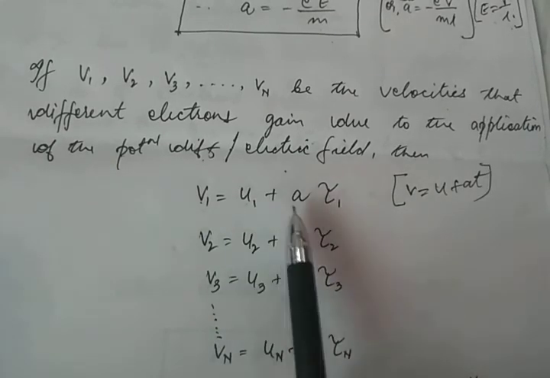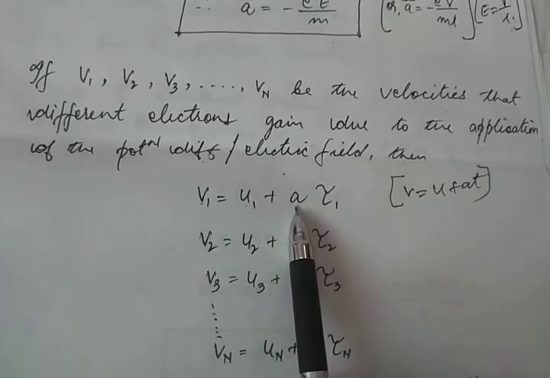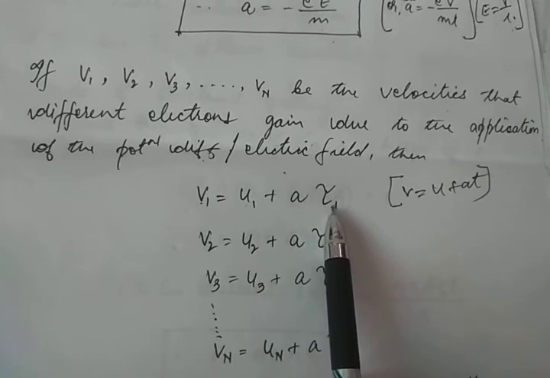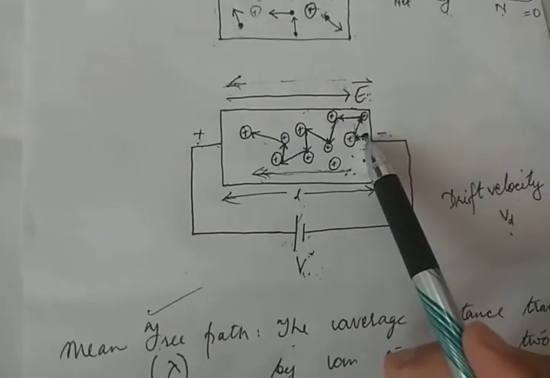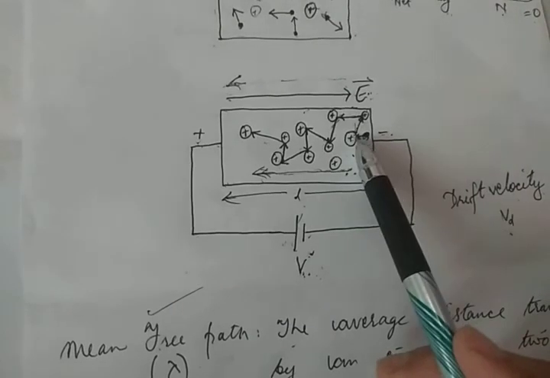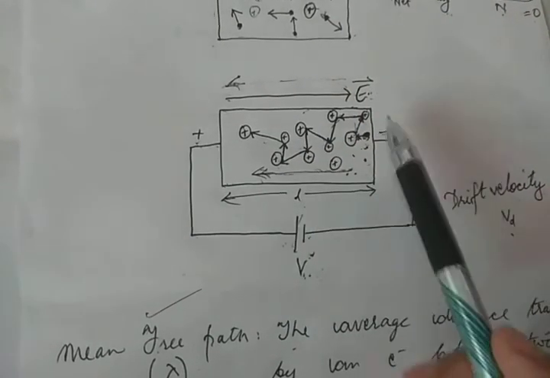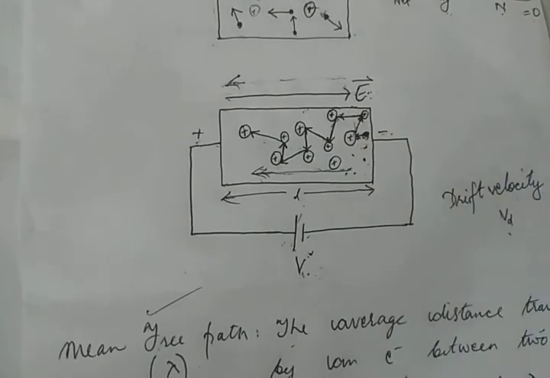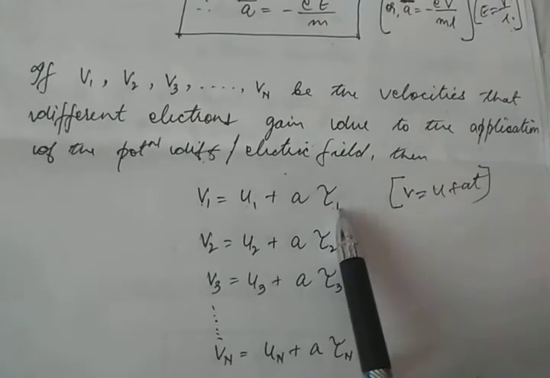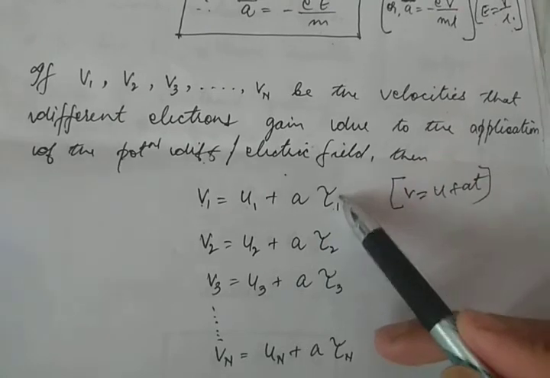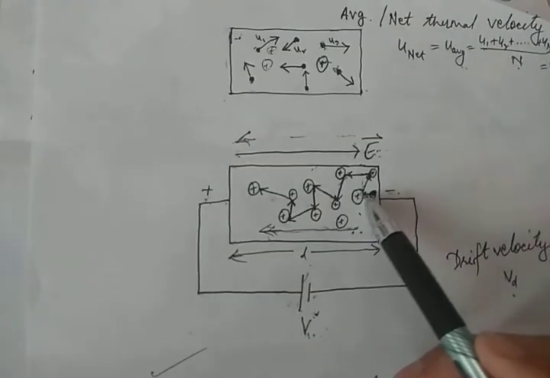thermal velocity of it, plus a, its acceleration, into tau 1, where tau 1 is the relaxation time of the first electron, the average time between two successive collisions for the first electron. We are considering that the relaxation time for any of the electrons is the same.